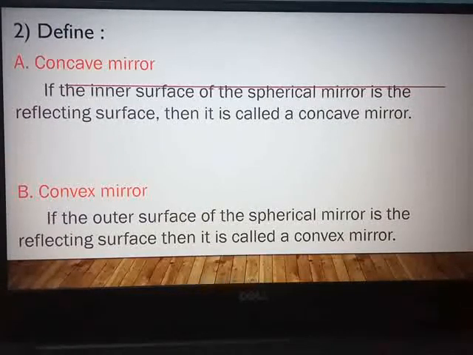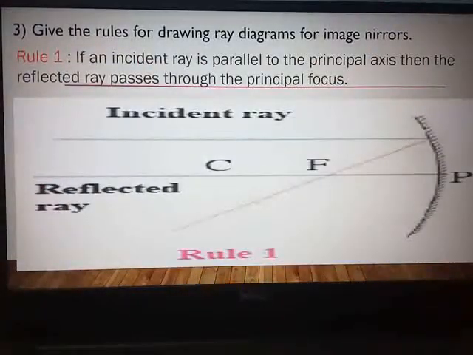Now a very important question. Give the rules for drawing ray diagrams for image produced by spherical mirrors. Just rectify the question. Give the rules for drawing the ray diagrams for images by spherical mirrors. Now refer page number 120 for your answer. Refer page number 120 for the answer.